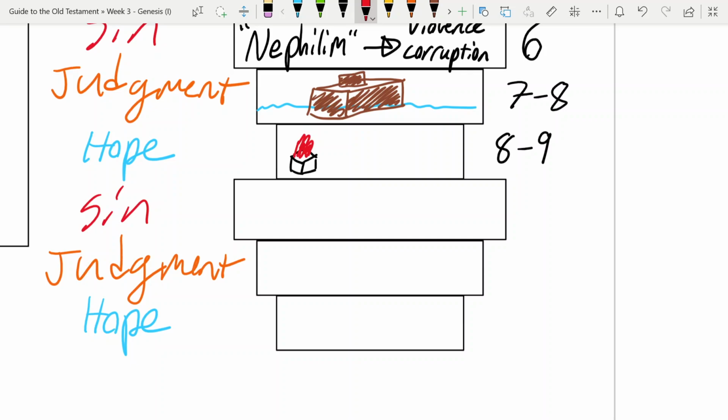Okay? And the symbol of that, and this is going to be a tough one to draw, is the rainbow, right? So he puts his bow in the sky. I've got to do my famous Roy G. Biv.